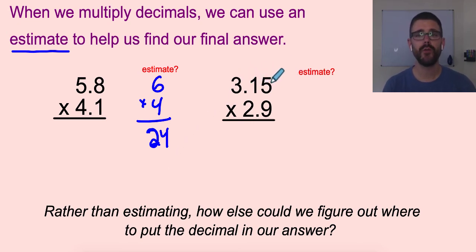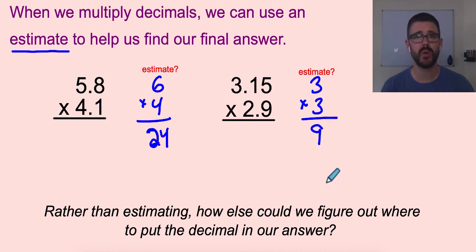Here, 3.15, so think $3.15. That's pretty close to $3. Here, 2.9. Well, 2.9 is almost up to 3. So we're really kind of as an estimate doing 3 times 3, so we're going to expect an answer somewhere around 9. So when you're doing decimal multiplication, a good way to check is, what do we expect the answer to be? How big or how small? And that'll help us make sure we're on the right track when it comes to our answer.